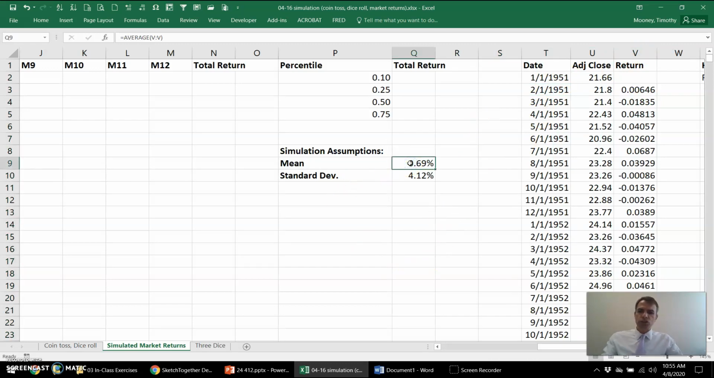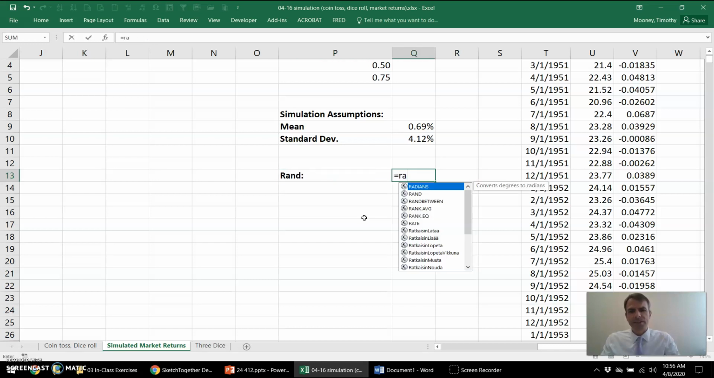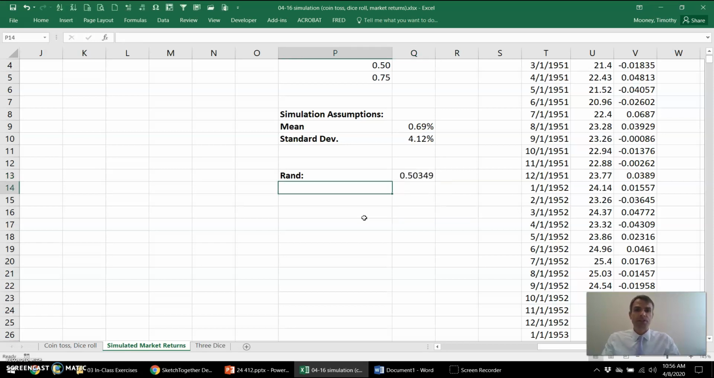Based on the historical data, we've got a historical average return of 0.69% per month. The sample standard deviation of the historical data is 4.12%. So let's make a simulated return. I'll start by putting the random number, the RAND figure, outside of the simulation function like we did in the previous video. All right, so here's some random number between 0 and 1. And then we'll make a simulated return based on the random number.